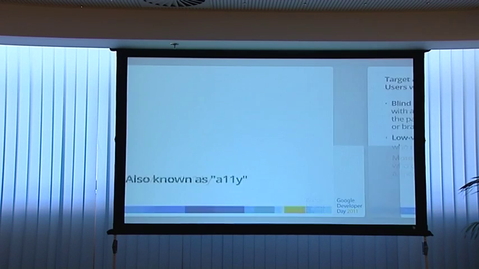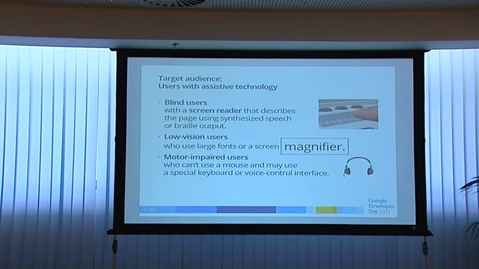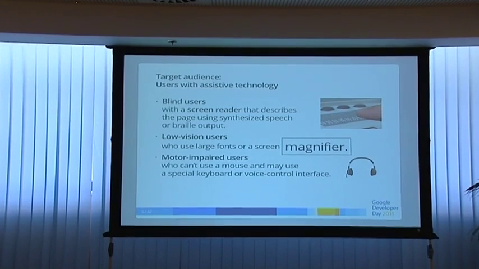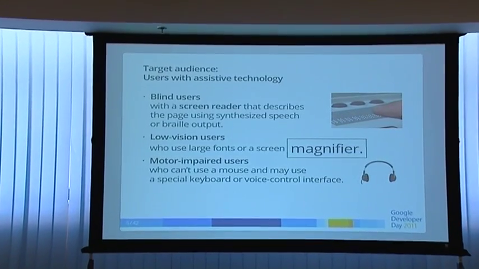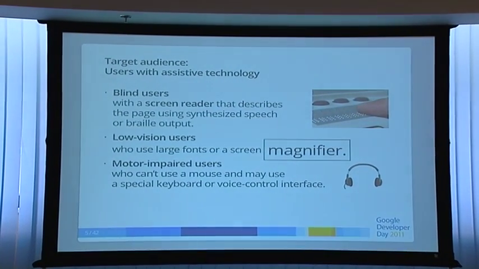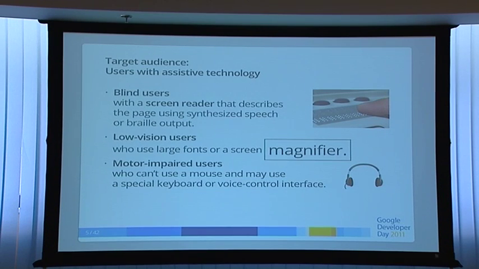and about how to make your apps accessible to users. So, the target audience of accessibility, this slide is a little bit wrong because it's not only about users who need assistive technology. It's about making the user experience in your application work well for all your users. But the most important ones are the users who do actually need assistive technology.